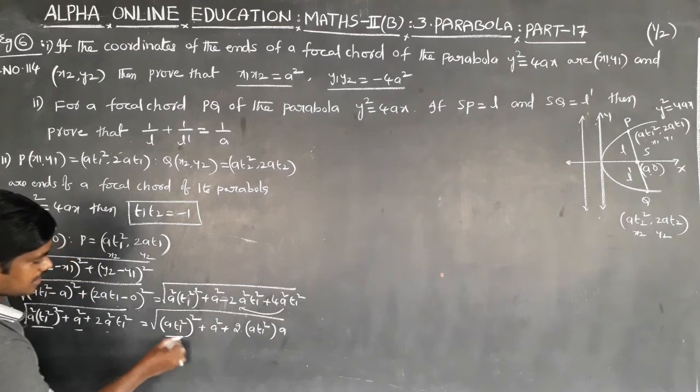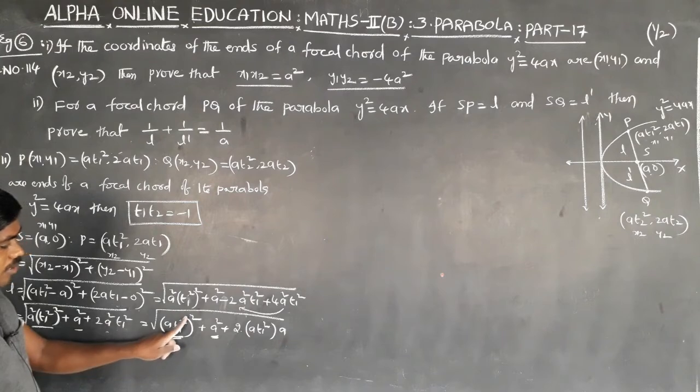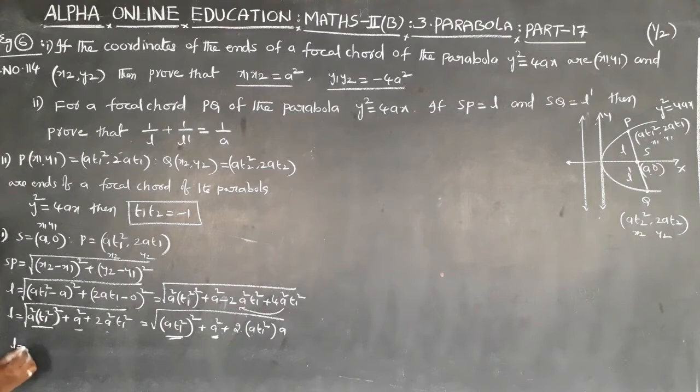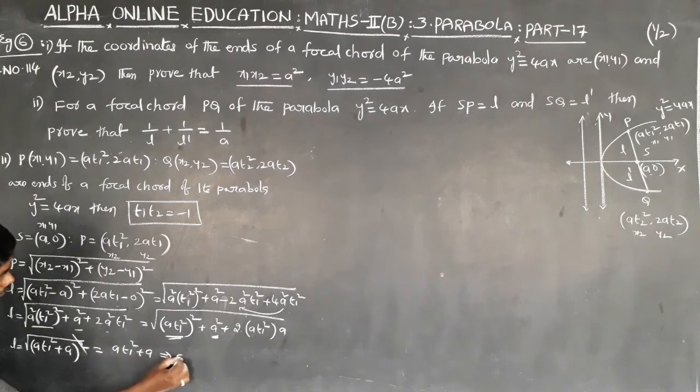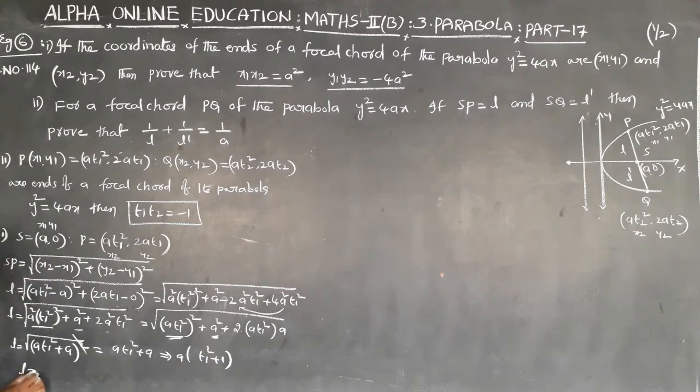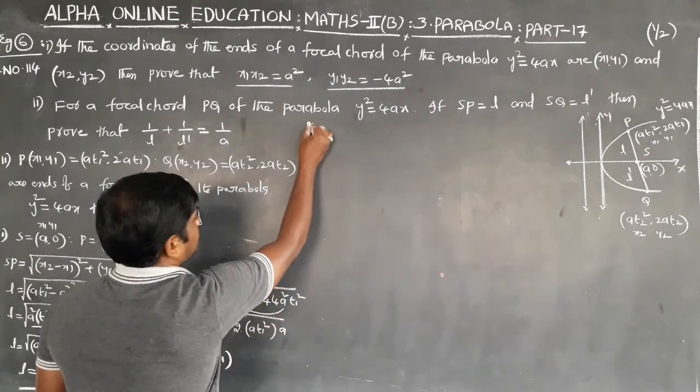This is the a, this is the b. a square plus b square plus 2ab is equal to (a plus b) whole square. So (a t1 square plus a) whole square under root, the square root cancels. a t1 square plus a, taking a common, t1 square plus 1. Therefore, L is equal to a into (t1 square plus 1).